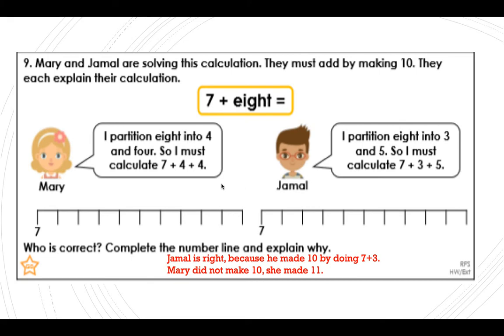Okay, and the last one, number 9. Jamal is right because he made 10 by doing 7 add 3. Mary didn't make 10, she made 11 because she did 7 add 4, which would be 11. Okay, so Jamal has made 10, Mary has not made 10.